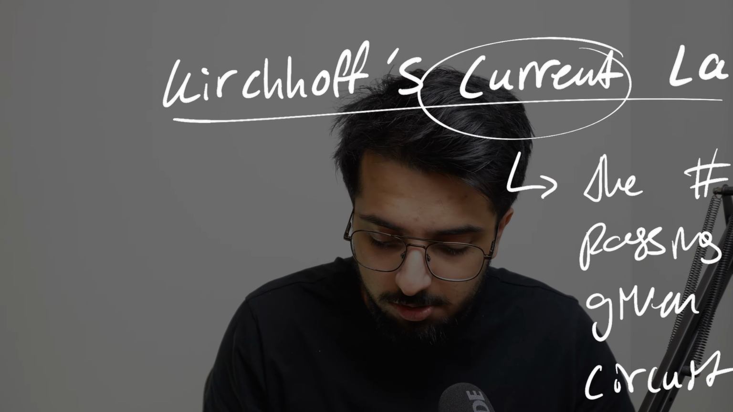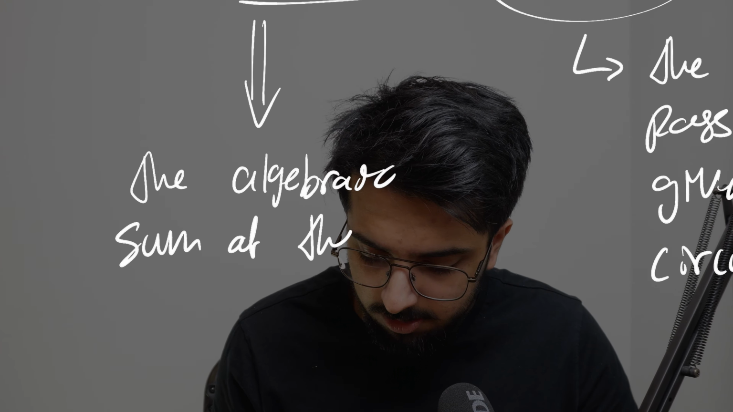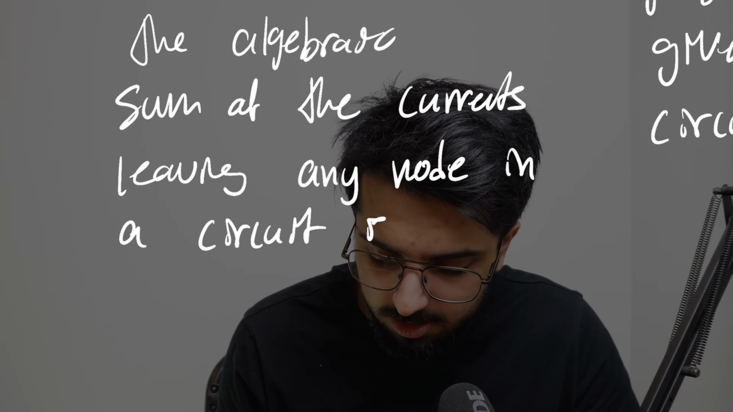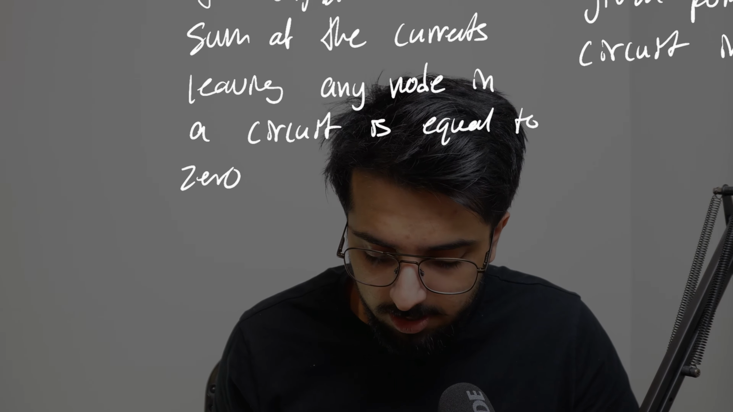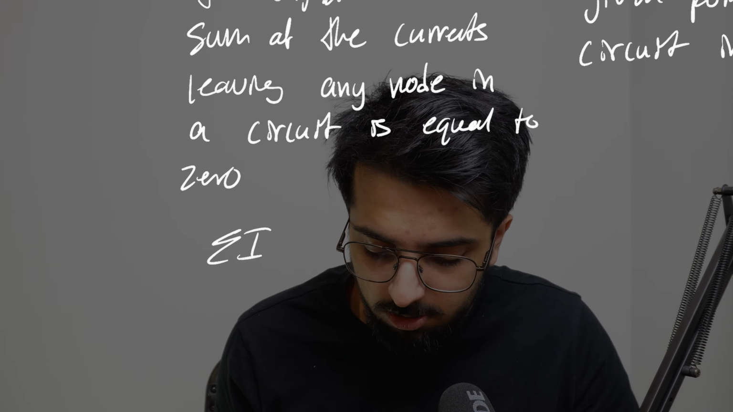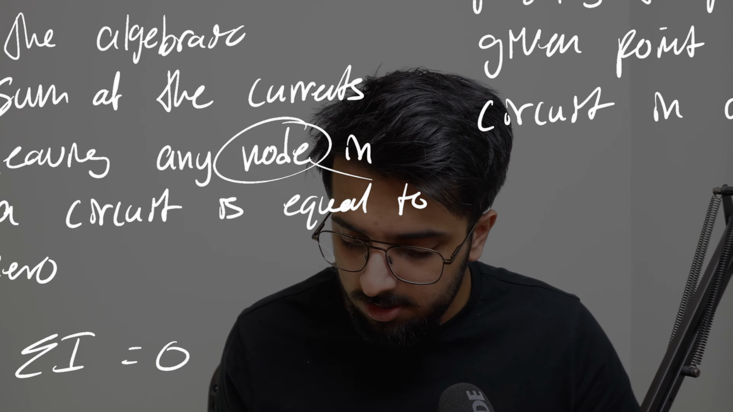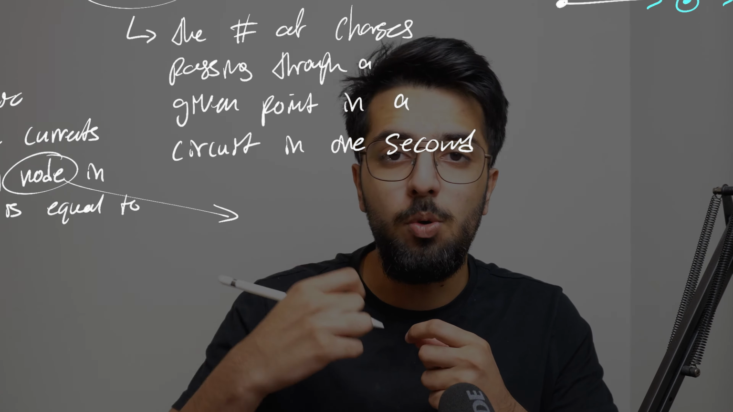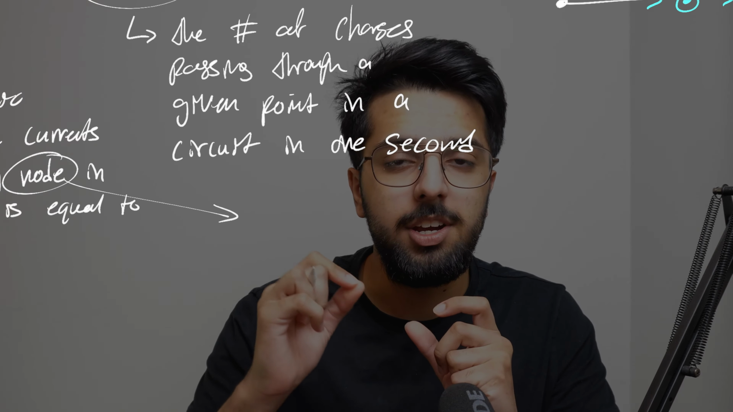So Kirchhoff's current law is the algebraic sum of the currents leaving any node in a circuit is equal to 0, okay? And so mathematically, that looks like the algebraic sum of all currents is equal to 0. Now, just a reminder on what a node is, okay? A node in an electrical circuit is a point at which two or more components are connected together either directly or via an ideal wire.